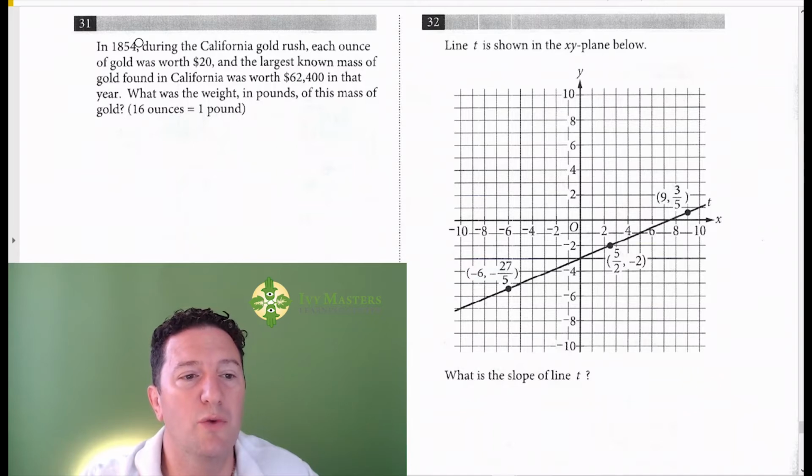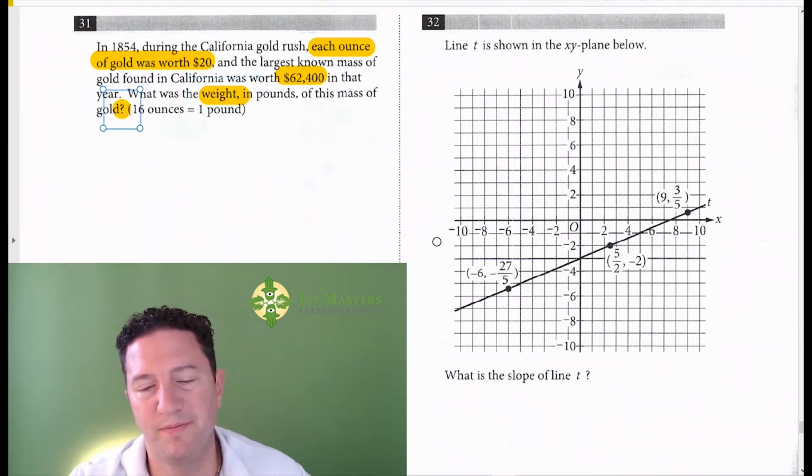Today we're going to look at Test 7, Section 4, number 31, which reads: In 1854, during the California gold rush, each ounce of gold was worth $20. The largest known mass of gold found in California was worth $62,400 in that year. What was the weight in pounds of this mass of gold?